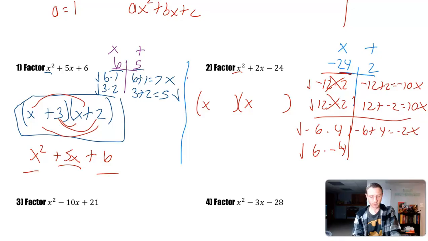6 times negative 4, check. 6 plus negative 4, positive 2, check. There it is. 6 and negative 4 are my factors. So one is positive 6, so plus 6. The other is negative 4, so minus 4.